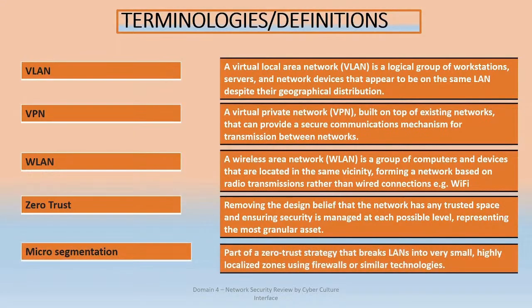And then we have micro segmentation. This builds on the zero trust strategy, meaning that it breaks a LAN, a local area network, into small, highly localized zones using firewalls. That means, for instance, if you have a network that has like 100 users, you can break those users into groups of 10, which gives you 10 micro networks within a larger network. So when you segment your network in that way, if somebody is moving from one segment of 10 users to another segment, they will have to go through checks, which means that each segment does not have trust for the others.